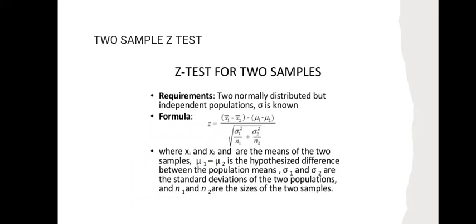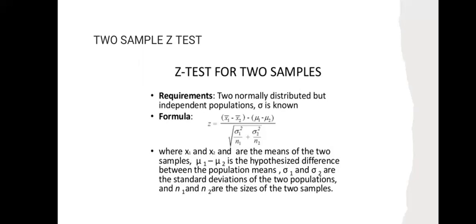Now the two sample z-tests. Z-tests for two samples: when we have a large sample and the two populations are normally distributed and independent, and the population standard deviation is known, then we use the z-test for two samples. The formula for the z-test is (x̄1 minus x̄2) minus (mu1 minus mu2) over the square root of sigma1 squared over n1 plus sigma2 squared over n2, where x̄1 and x̄2 are the means for the two samples.